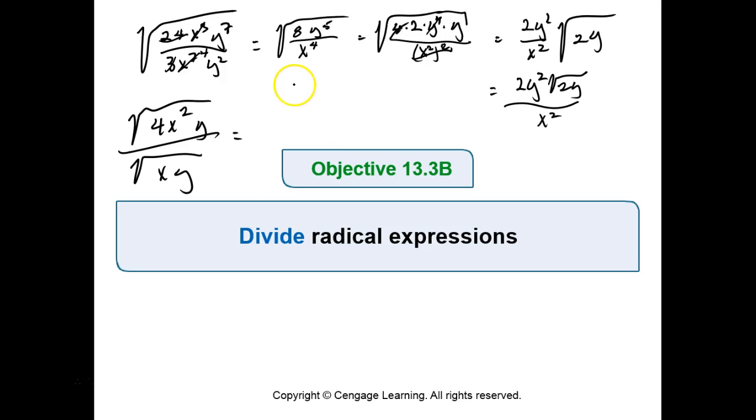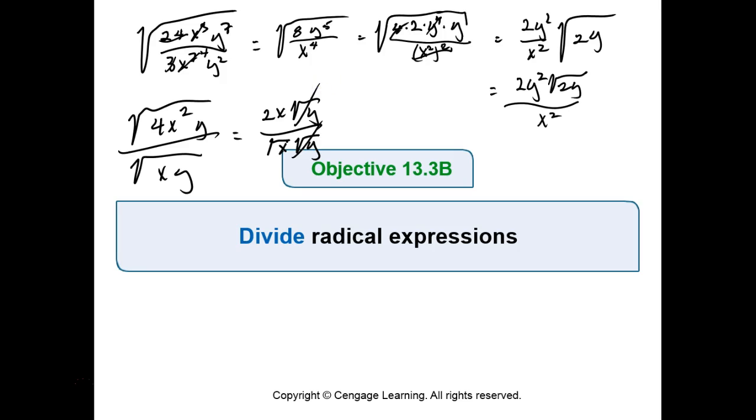What would that be? 2x times the square root of y over the square root of x times the square root of y. Why did I write it like that? Because that way it makes it easier to see. You can cancel out the y's. Absolutely. It's perfectly legal. The radical of a product is the product of the radicals.